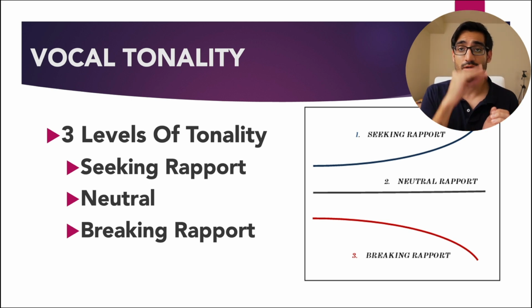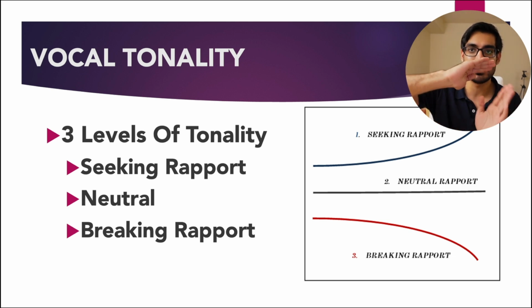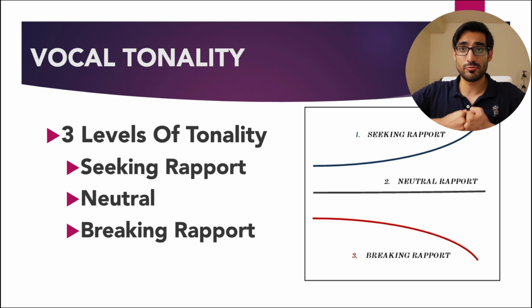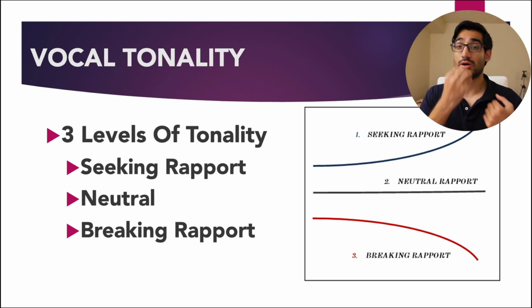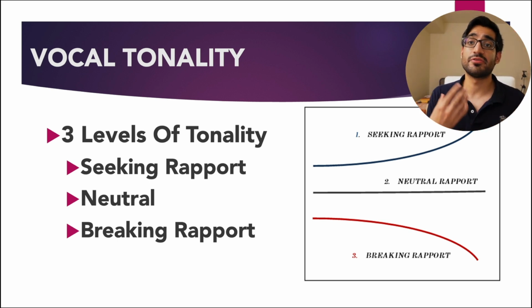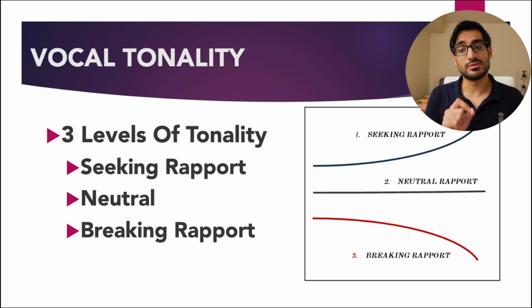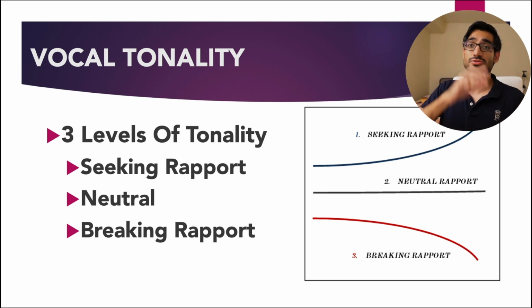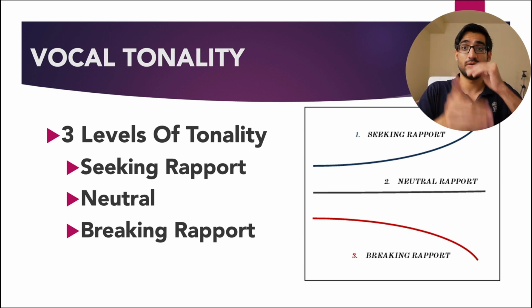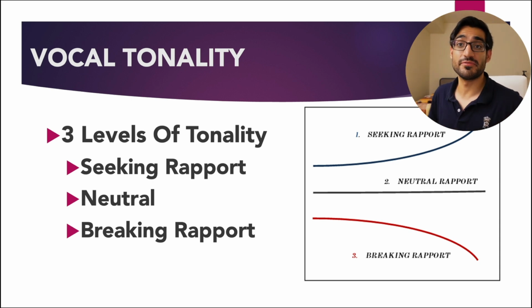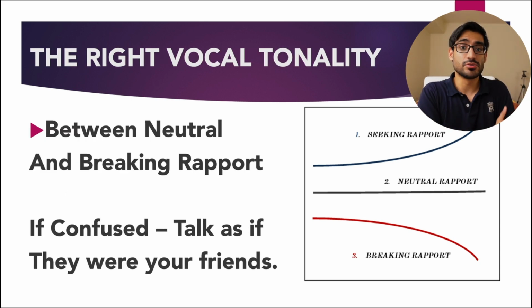Whenever I'm talking, you can see that at the end of my sentence my tonality drops. This is called breaking rapport. When you're in breaking rapport, you tend to sound very authoritative. So anywhere between neutral and breaking is a good place to be whenever you're communicating information. The problem with seeking rapport is that it sounds like I'm questioning myself all the time. So please don't do that, right? Breaking rapport, remember, try to make the end of your sentence go down in tonality to sound more confident and authoritative.